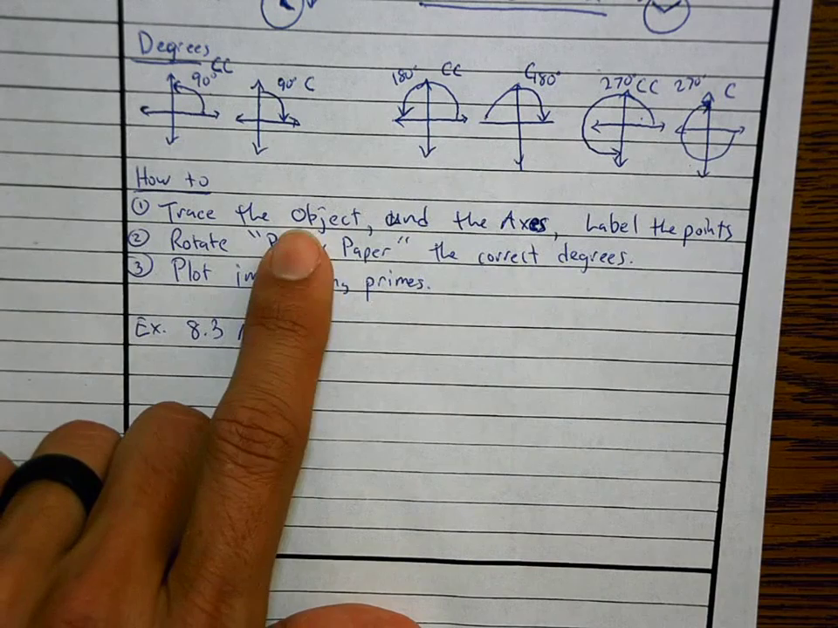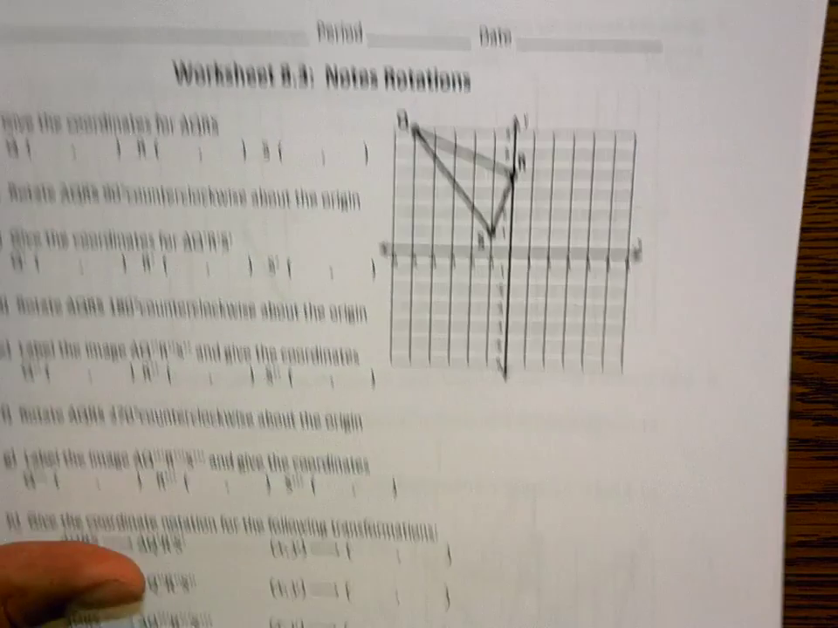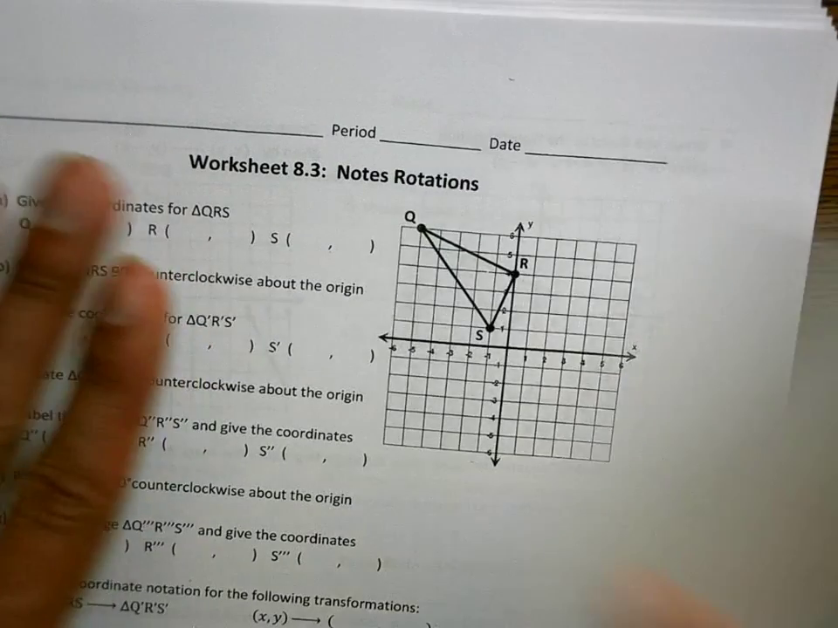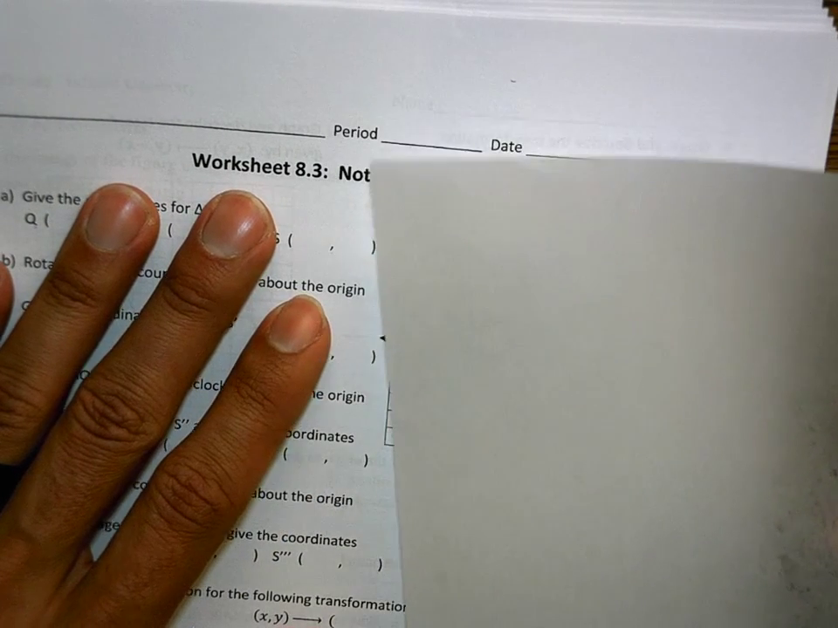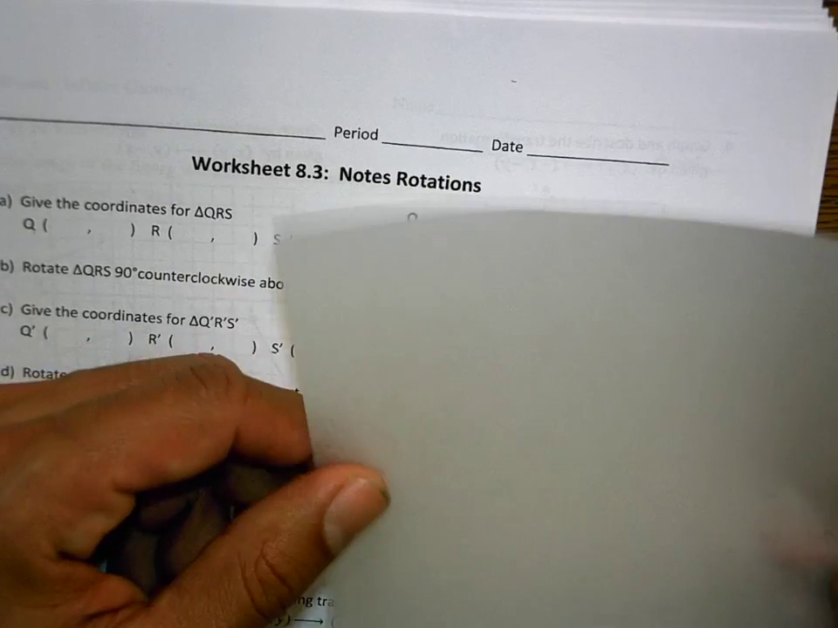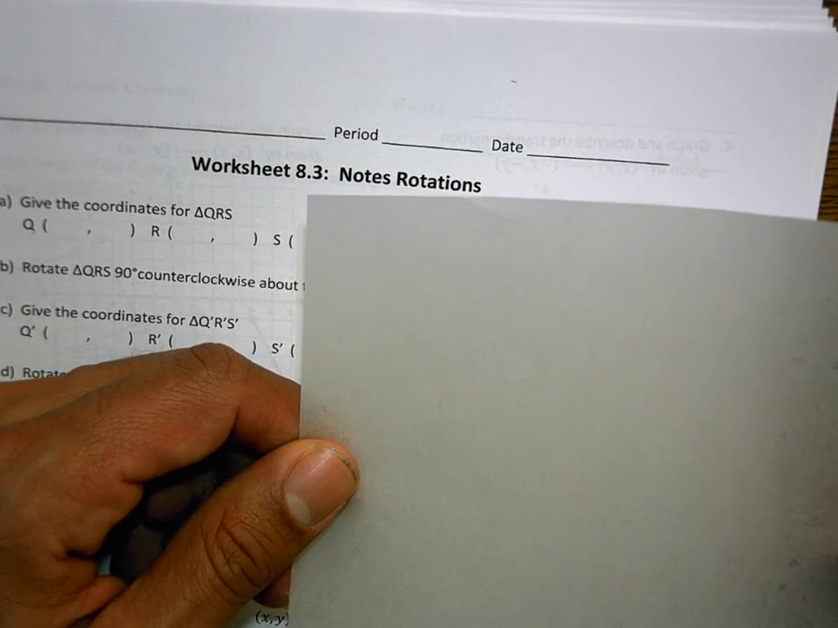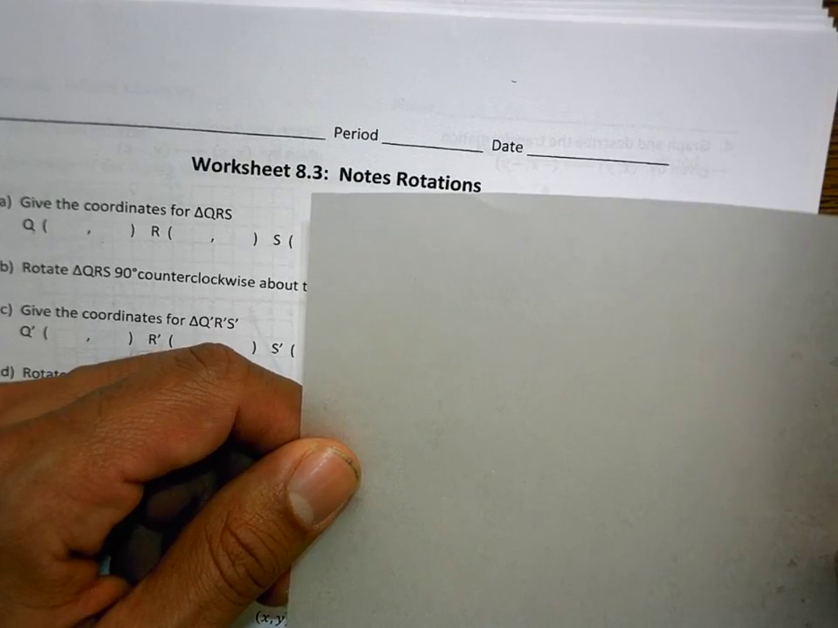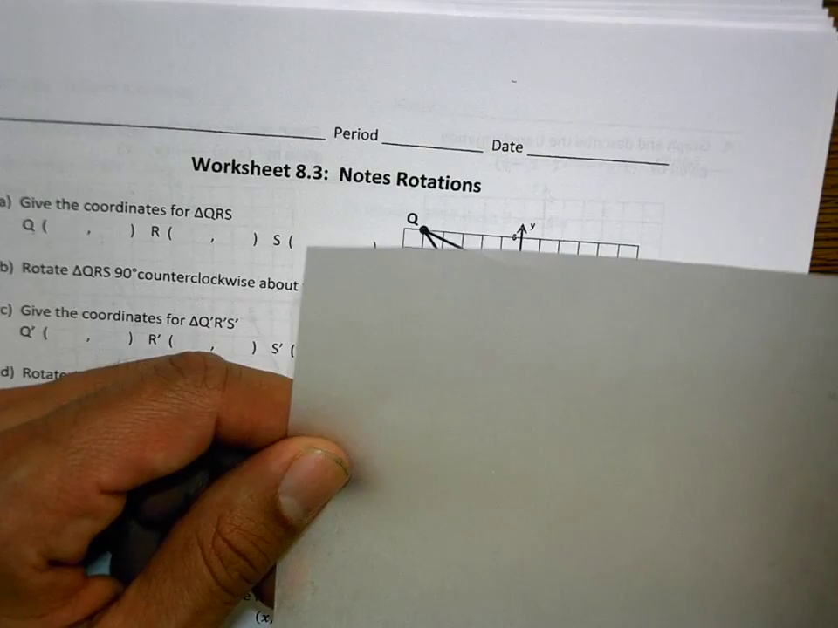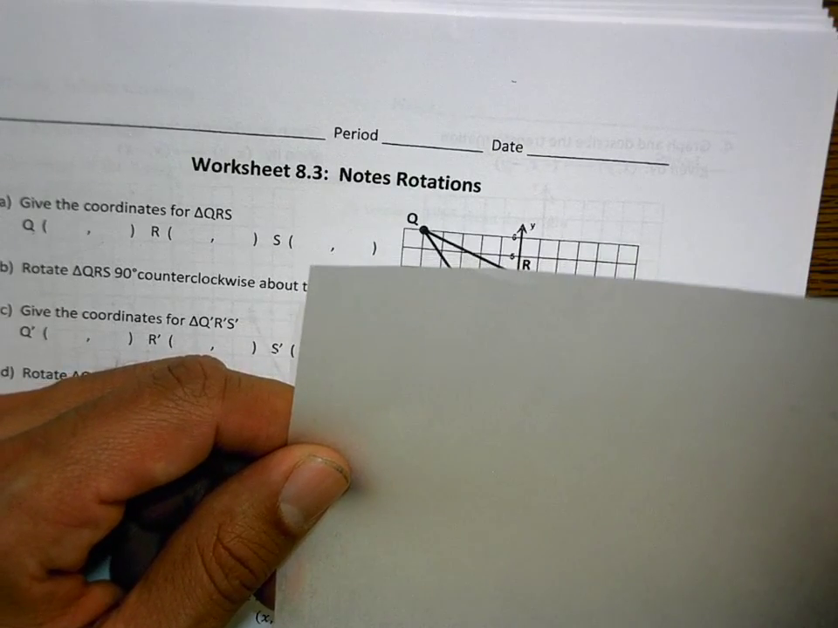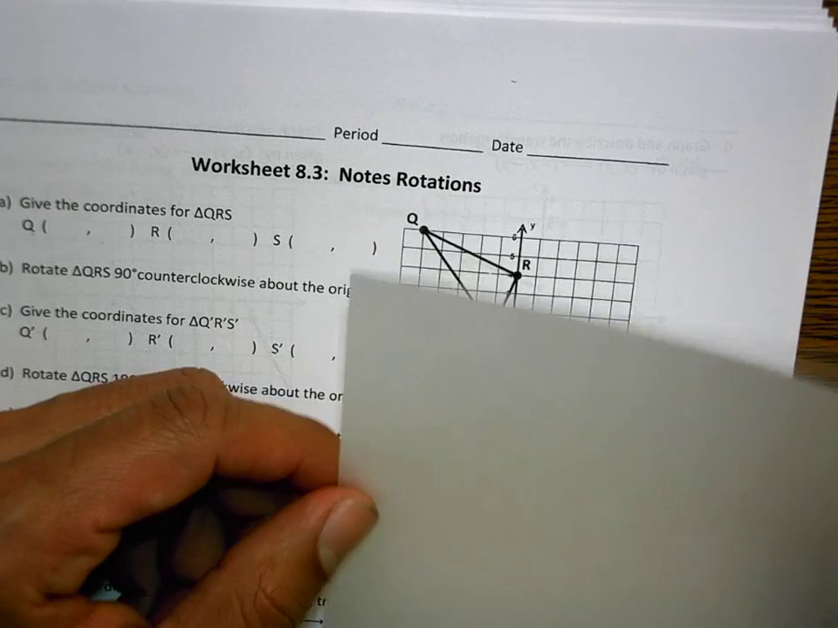1, trace the object and the axes and label the points. It looks like this. I take my patty paper. I like patty paper. If you've never seen this before, this is the kind of paper that goes in between hamburger patties. And it also is in between very fancy cheeses. It's not Kraft American cheese. This is good cheese. You'll have patty paper between it.